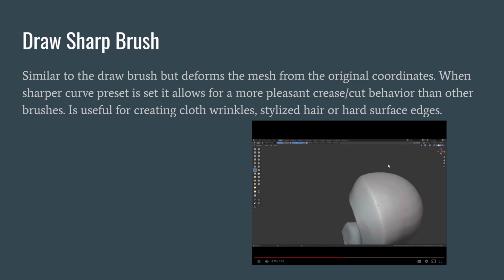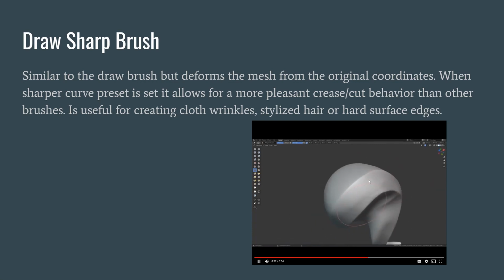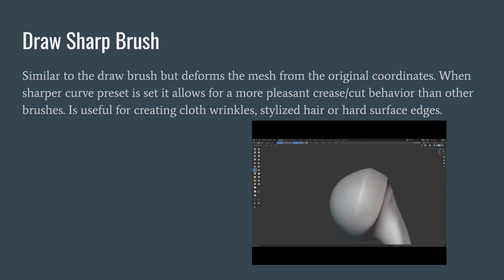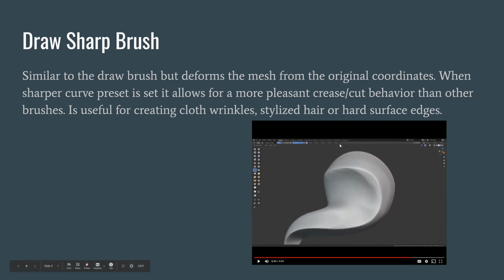So anyways, going back to the sharp brush, you can see you can make really hard edges in your sculpt. This is great for hard surface modeling, stylized hair, like I said, and you can also use it for wrinkles and clothes if you want. It does look a little too sharp for that. I feel like a crease would probably help, but I'm not a sculpting master, so I can't really judge that too much.